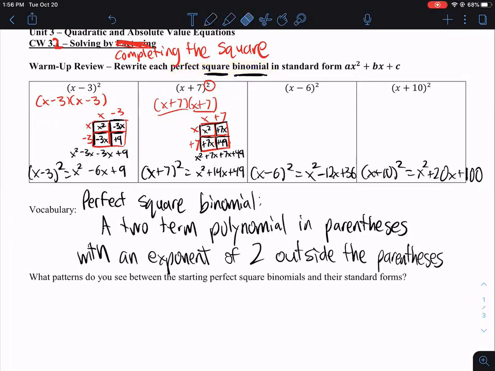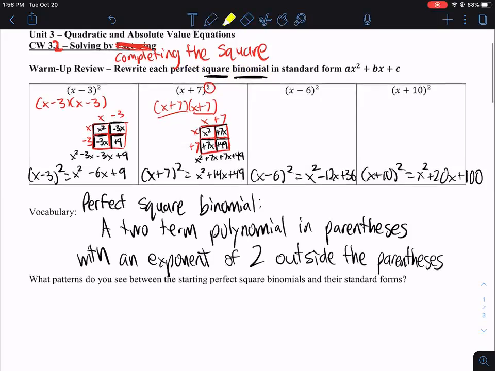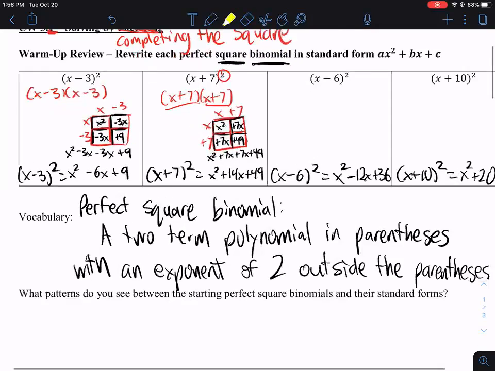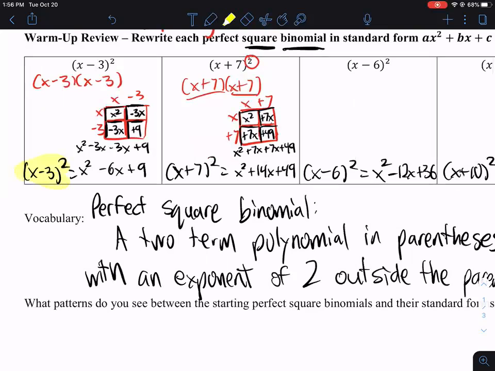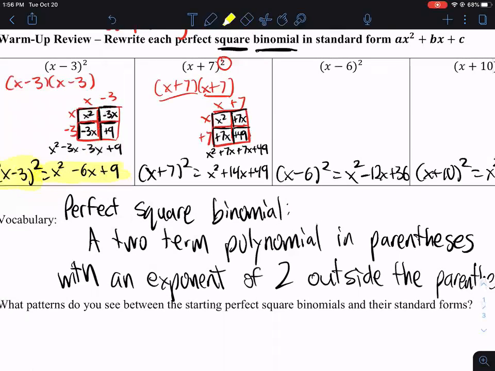Okay, so now again, we had 4 warm-up problems. Let's try to find some patterns. Okay, so like this left problem, remember the initial problem, the perfect square binomial was parentheses x minus 3 all squared. And we calculated that this is equivalent to the trinomial x squared minus 6x plus 9. Okay, and then similarly, this one multiplied out to here, and x minus 6 all squared became this.